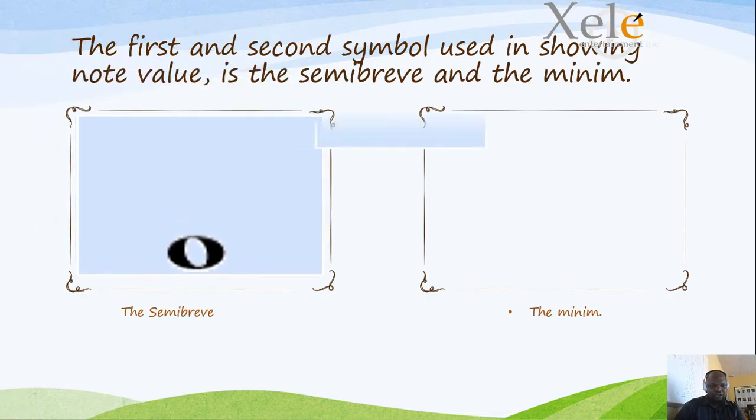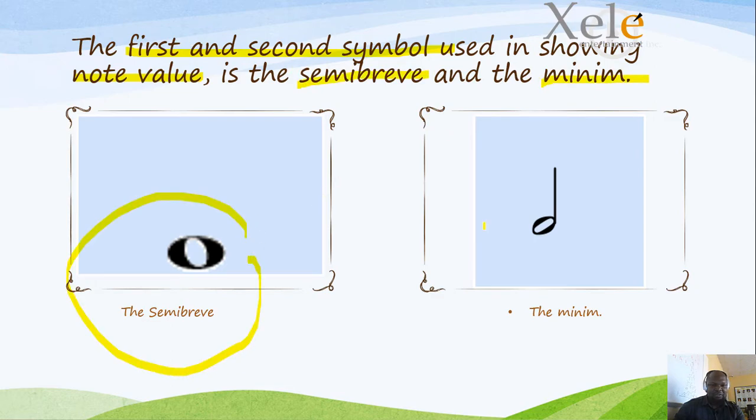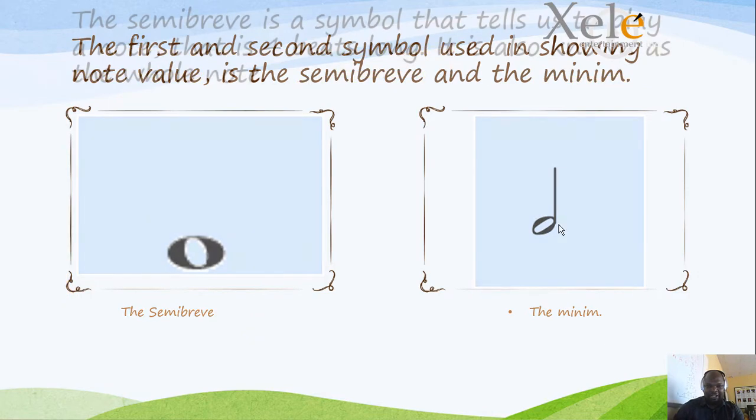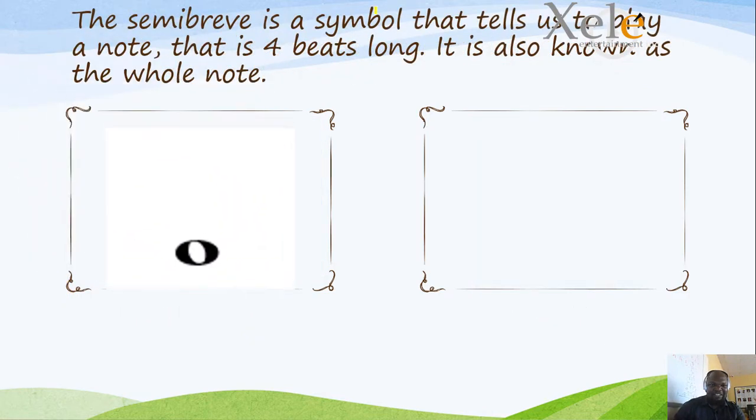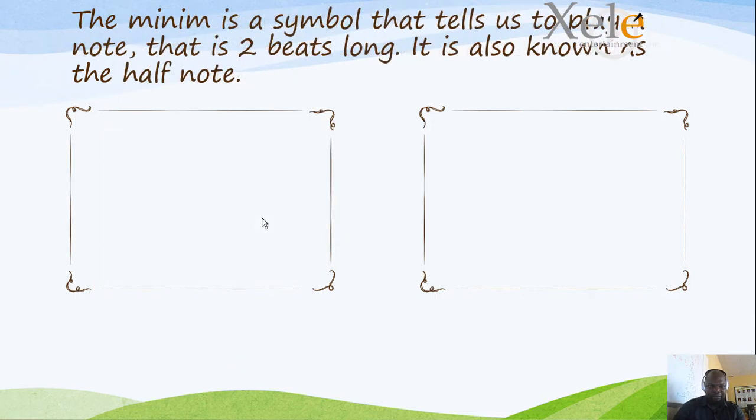So as some sort of review, let's quickly take a look at the semibreve and minim again. We know that the first and second symbols used in showing note value are the semibreve and the minim. And of course, this is what the semibreve looks like, and this is what a minim looks like. The semibreve is simply a symbol that instructs you to play a note that is 4 beats long. The semibreve is also known as a whole note, and of course, we already know this is what it looks like. The minim, on the other hand, instructs you to play a note that is 2 beats long. The minim is also known as the half note.